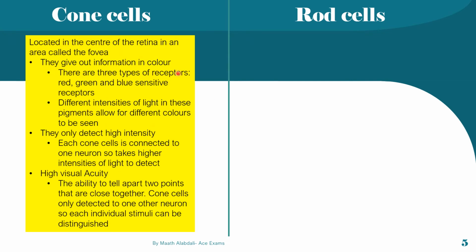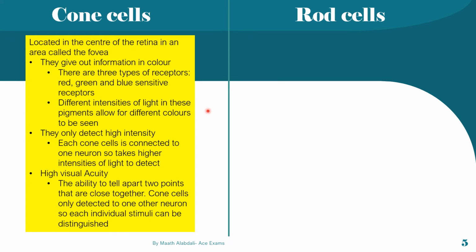The cone cells only detect high intensity. I'm going to show this in a diagram in the next slide, because each cone cell is connected to one neuron. So it takes a higher intensity of light to detect. And the last thing about cone cells is that they have high visual acuity. Visual acuity is the ability to tell apart two points that are close together.